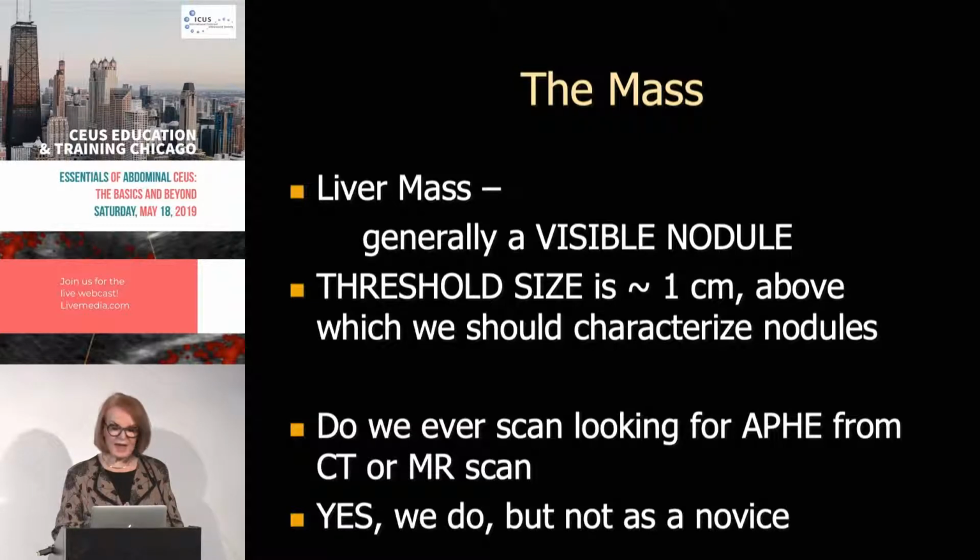And do we ever scan looking for arterial phase hyperenhancement from CT or MR scan that we don't see on ultrasound? This is a very big, very common question. In other words, CT and MR show something, we know it's hyperenhancing on their test. And if we don't see a nodule that corresponds, should we do an ultrasound just firing at that area by triangulation, picking landmarks? And so the answer is yes, we do. And we do it a lot in my department.